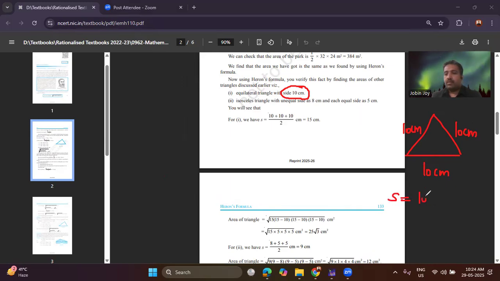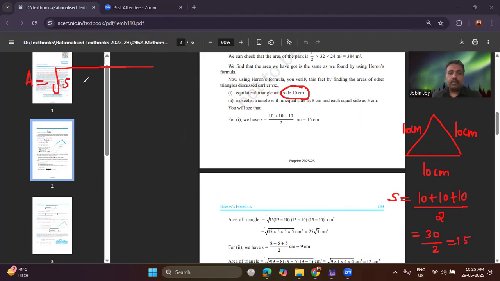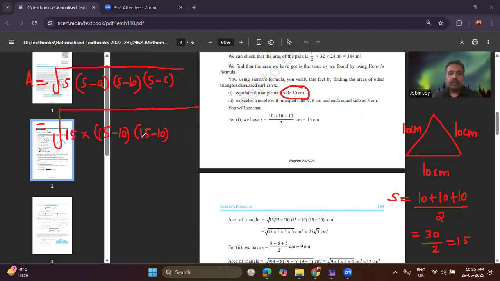What is the semi-perimeter? 10 plus 10 plus 10, the whole divided by 2. That means 30 divided by 2, that is equal to 15. Then you can apply the equation: area is equal to square root of s into s minus a into s minus b into s minus c. So that is equal to square root of, s is 15, so 15 into 15 minus 10 into 15 minus 10 into 15 minus 10.